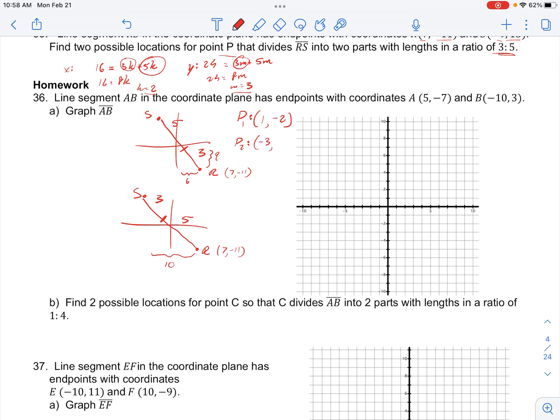And in the y direction, we're going to look at this 5m. So that's 5 times 3, which is 15. So we're going to move up 15 in the y direction. That'll be negative 11 plus 15, which is 4. So we have our 2 points: 1 comma negative 2, and negative 3 comma 4.